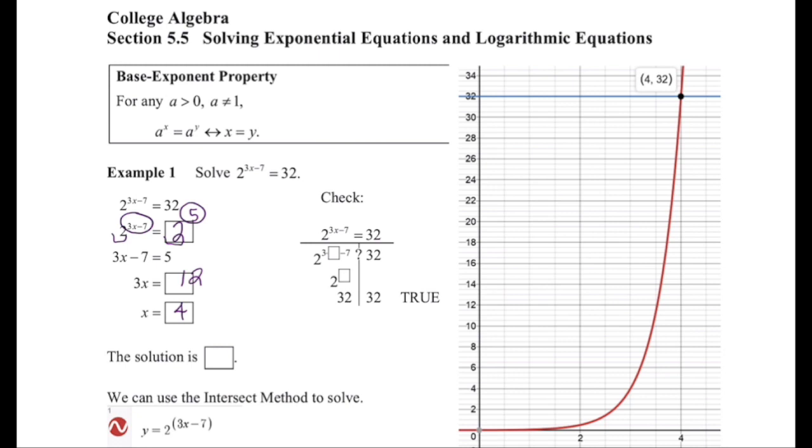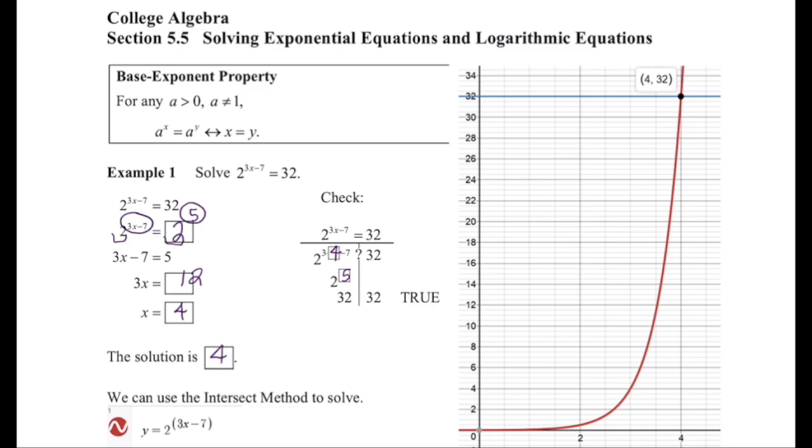We want to always double check to make sure this works. So when I substitute 4 into my equation, I'll have 2 to the power of 3 times 4, which is 12, and 12 minus 7 is 5. And certainly 2 to the 5th power is 32. So our solution is 4 itself.